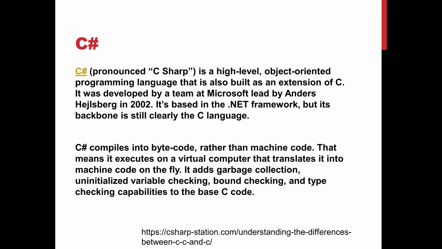So we'll talk a little bit about the C language to understand where the similarities come from. One of the things you have to understand is that C# compiles into bytecode rather than machine code. We're going to look at what bytecode and machine code are in a second so we understand it. And the bytecode executes on a virtual computer that translates it into machine code on the fly. The virtual computer, we'll get into in a minute, we'll talk more about it.